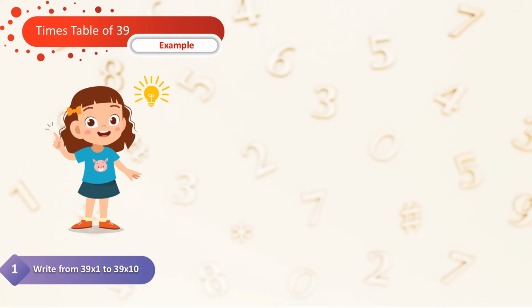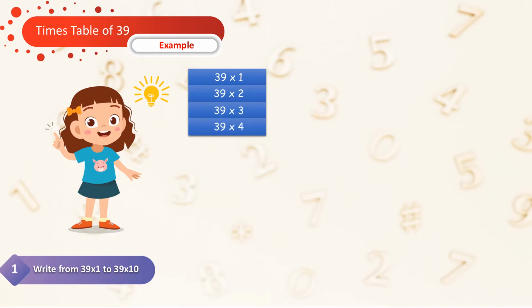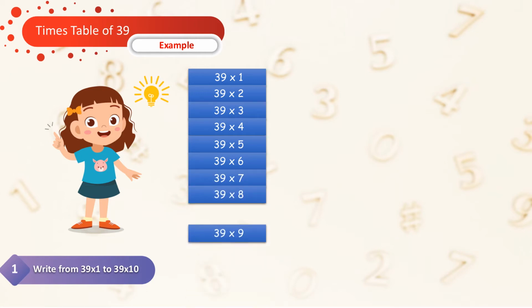The first step is very simple. All you have to do is to write from 39 times 1 to 39 times 10. This is more like a preparation step for you. So you keep your tables ready, and then populate that with the values. So we have written from 39 times 1 to 39 times 10. And that completes this step.